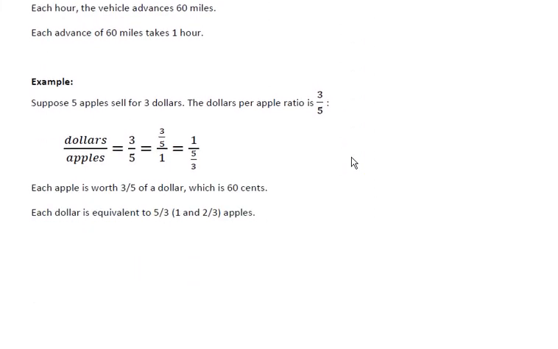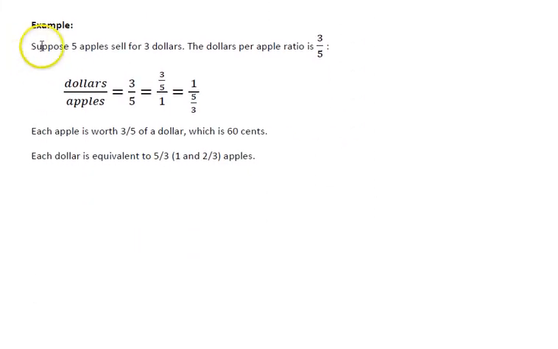Our next example, suppose 5 apples sell for $3. The dollars per apple ratio is $3 over 5 apples, which is 3/5. Dollars compared to apples is 3 over 5. This can be rewritten in two other ways. It can be written as 3/5 over 1, or it can be written as 1 over 5/3.